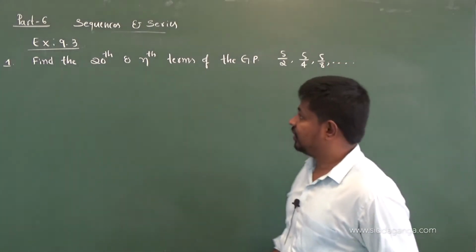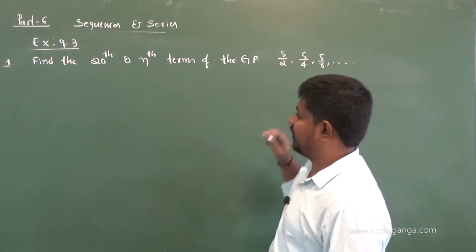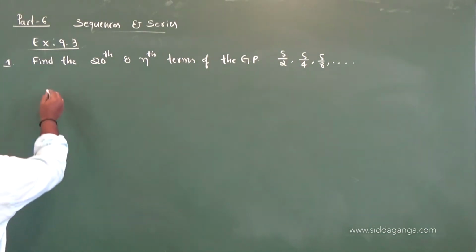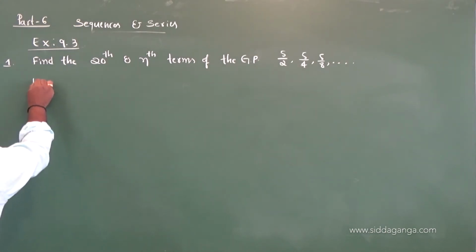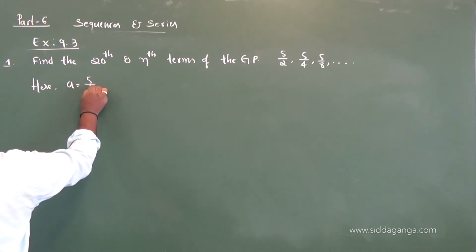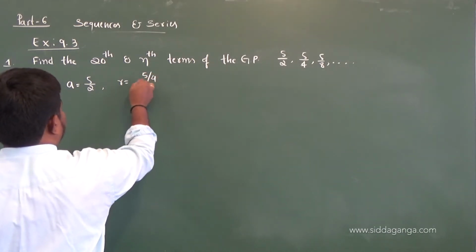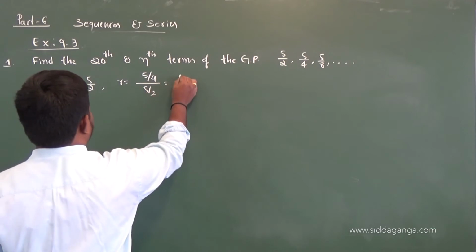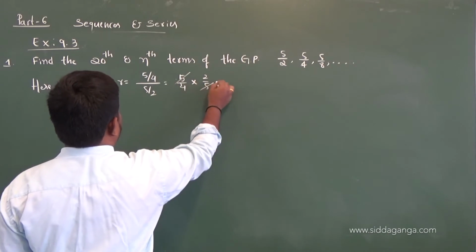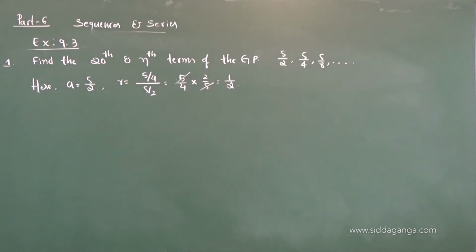Yes, this is of course the GP with the first term 5 by 2 and ratio is what? 5 by 4 by 5 by 2 gives 1 by 2. Yes, the solution. Here we have A is 5 by 2, the first term, and R is A2 by A1. Let me write 5 by 4 by 5 by 2, that can be written as 5 by 4 into 2 by 5. So it gives 1 by 2. So 1 by 2 is the common ratio, right. So what do you have to find? The 20th and nth terms of the GP.